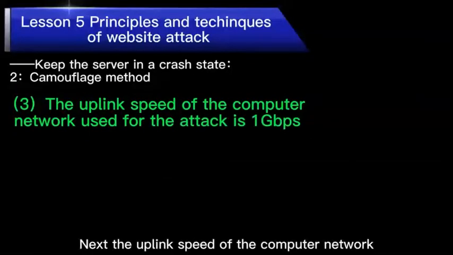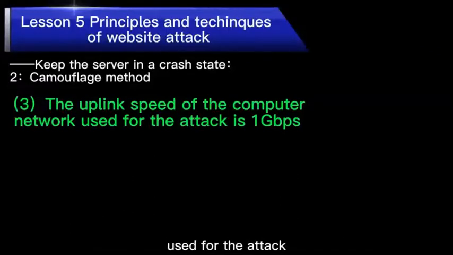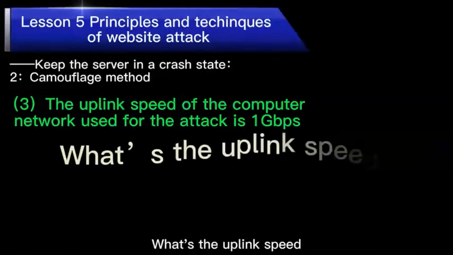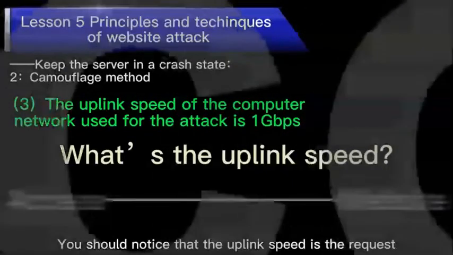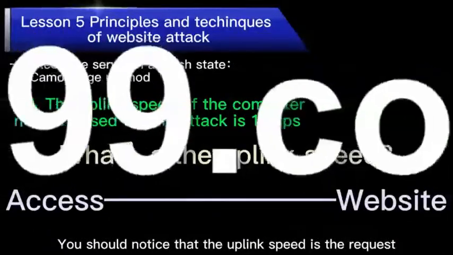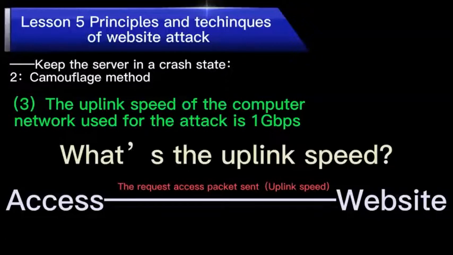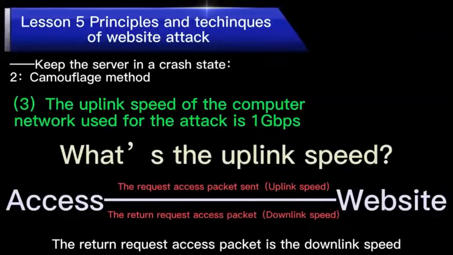Next, the uplink speed of the computer network used for the attack is 1 Gbps. No requirement for downlink speed. What's the uplink speed? You should notice that the uplink speed is the request access packet sent when accessing the website. The return request access packet is the downlink speed.